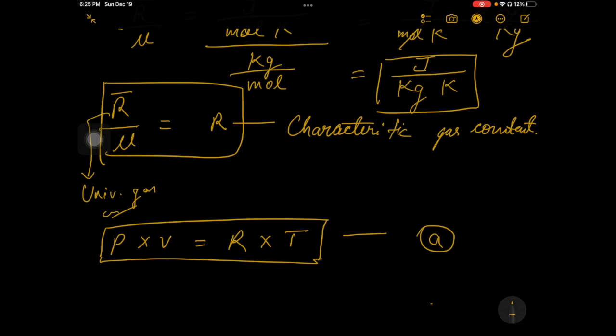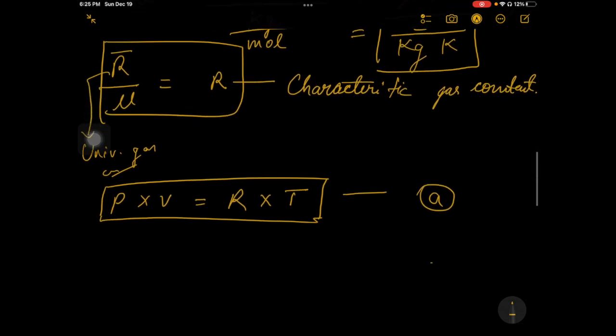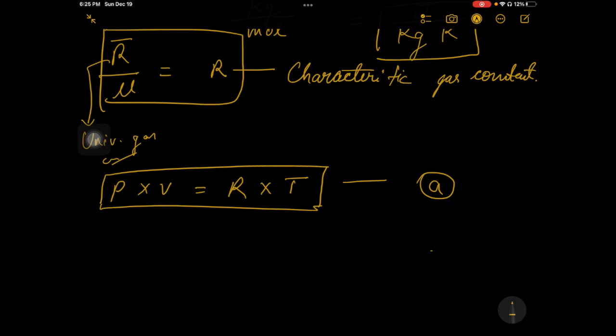Okay, so this is one form of equation. Now, I want to express this equation in terms of mass and in terms of moles. What I'm trying to do here, this is specific volume. This equation is valid if I have per unit volume, like how much volume is there per unit kg. But what about the total volume?